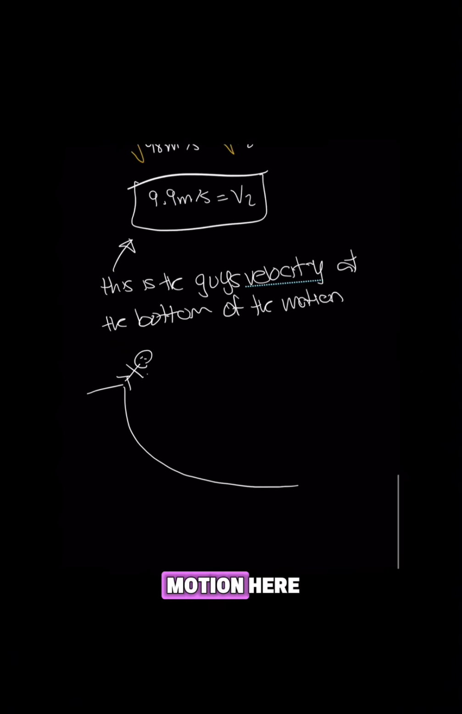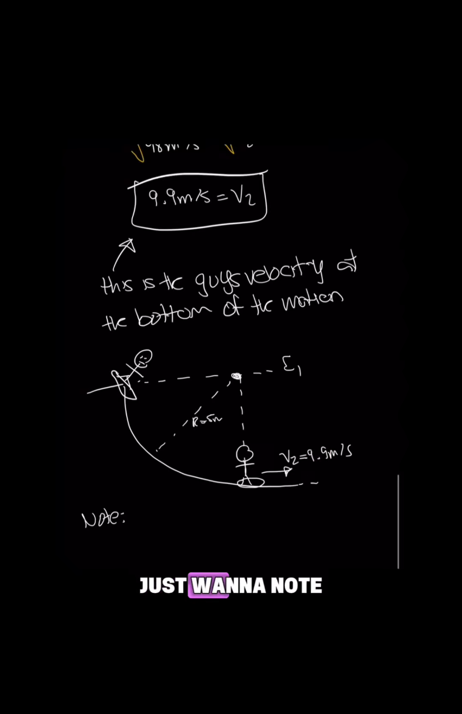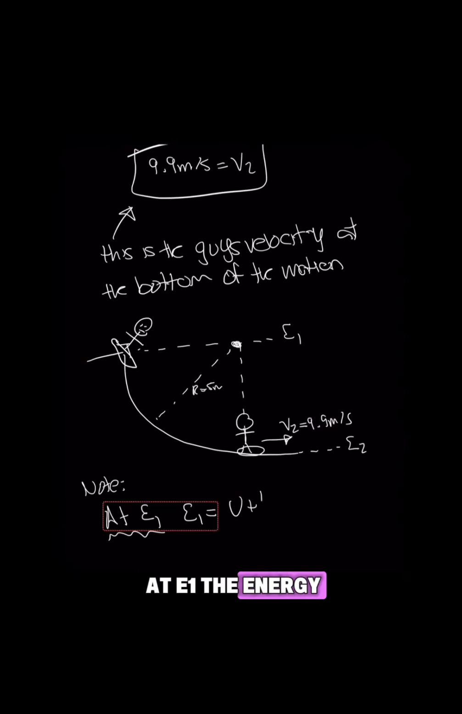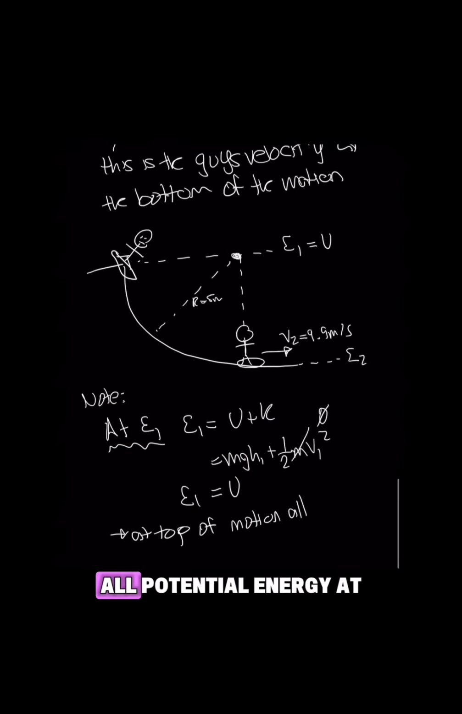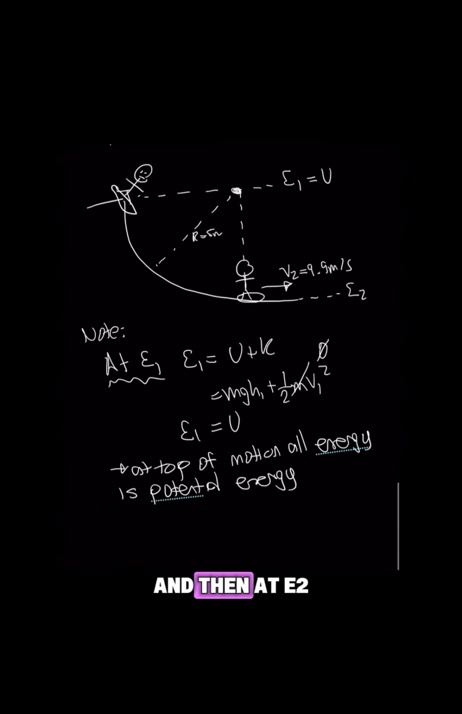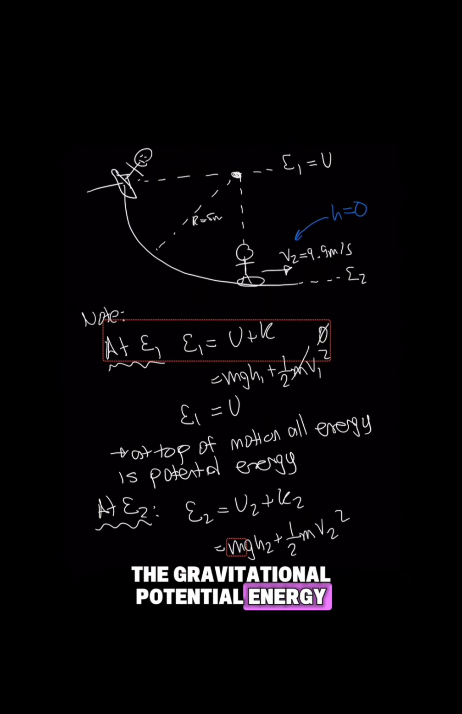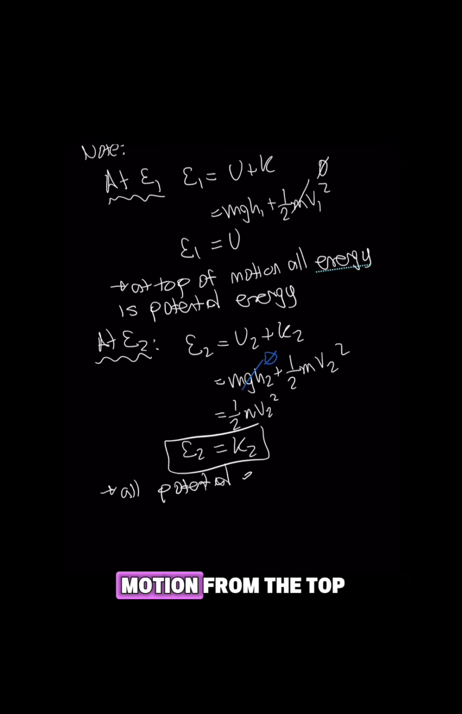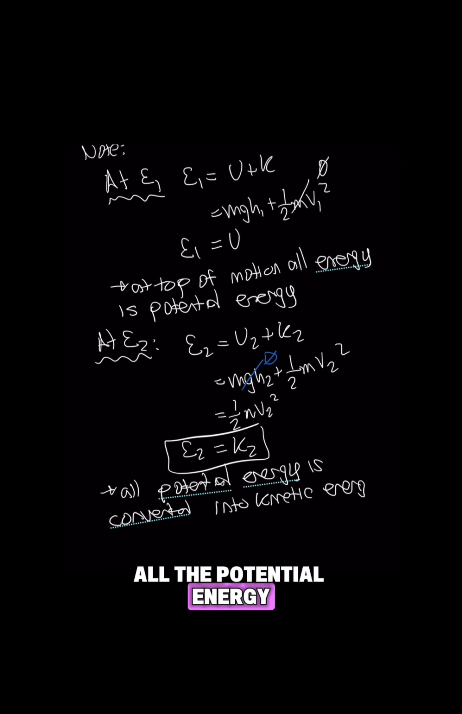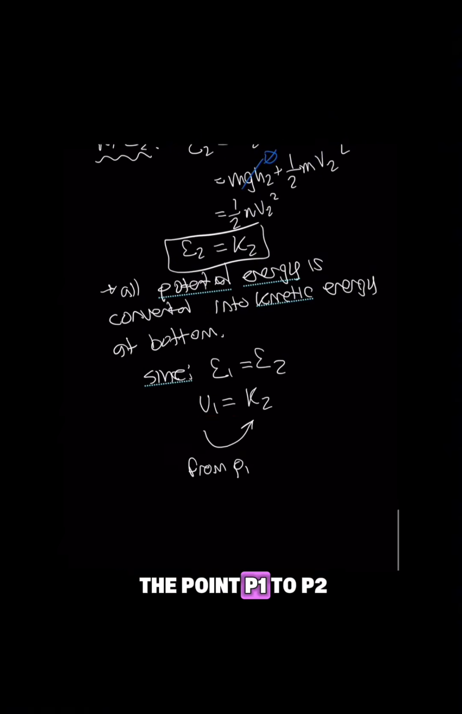So this is his motion here. Velocity at V2 is going to be equal to 9.9 meters per second. I want to note at E1, the energy of the system is given by this, and we know that the initial velocity is equal to 0. So the energy of the system at E1 is all potential energy at the top, and then at E2, energy is represented by this, and we know that the gravitational potential energy is equal to 0. So at E2, it's all kinetic energy. This means from his motion from the top to the bottom, all the potential energy is converted into kinetic energy as he travels from the point P1 to P2.